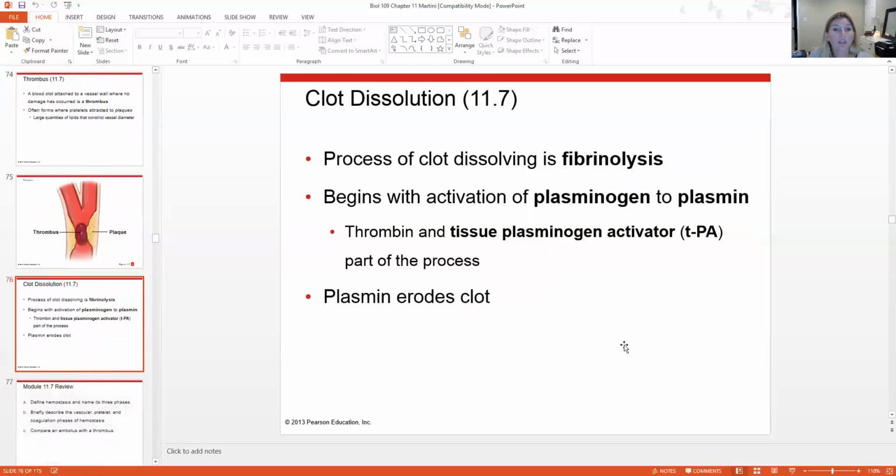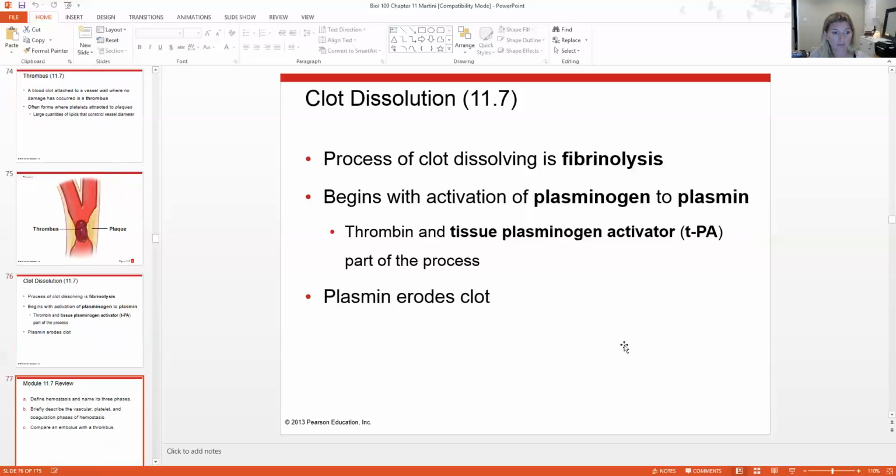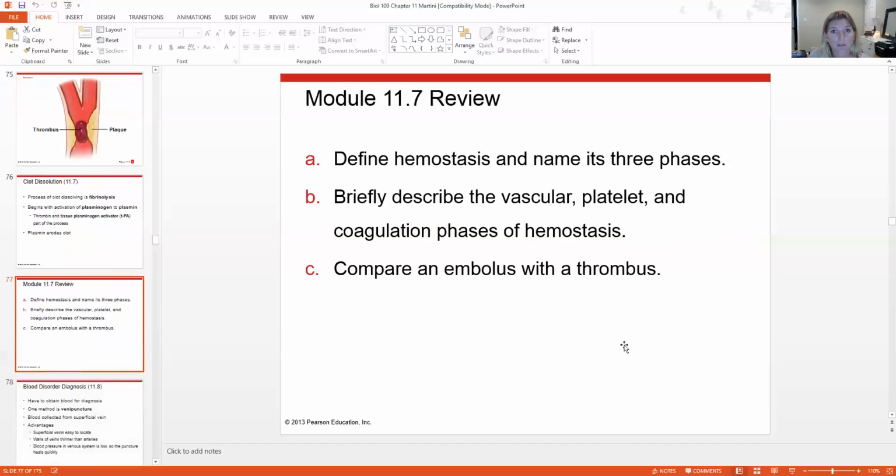So the clots, once they're formed, will eventually dissolve, and we all know this just from ever damaging our skin in life. It's a process called fibrinolysis. It begins with plasminogen being converted into plasmin, and that plasmin is basically eroding the clot. You can pause the video here, go back and review.